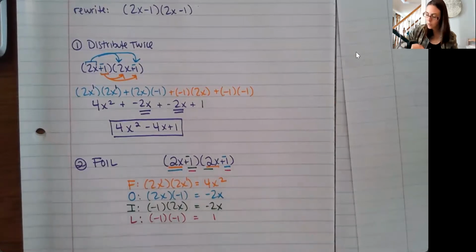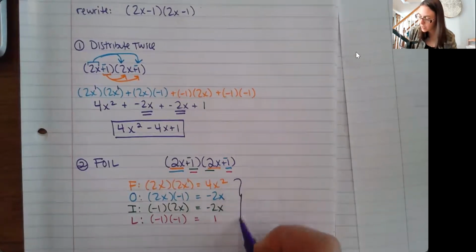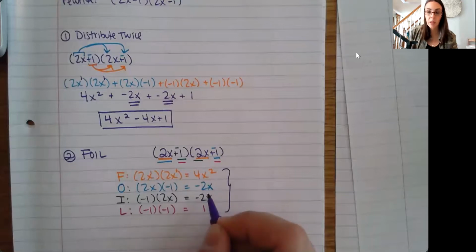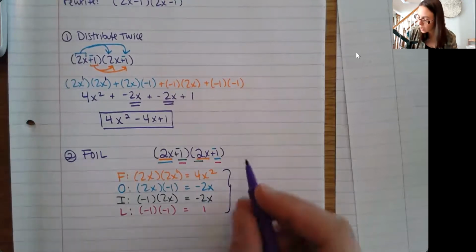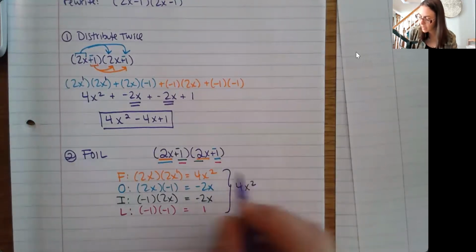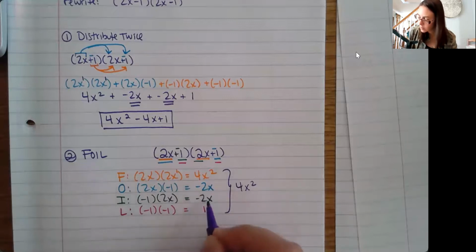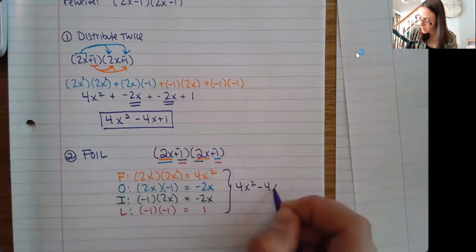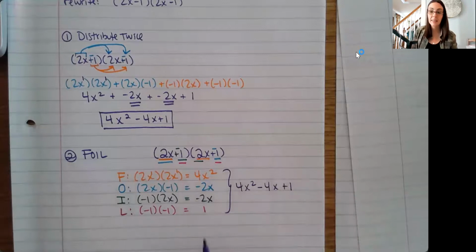and then what we just do is we go ahead and we put it all together. And you can even combine your like terms right away here. Just remember that you're adding. So I have 4x squared, and then it would be negative 2x plus negative 2x. So negative 4x, and then plus 1. So we still get the same answer.